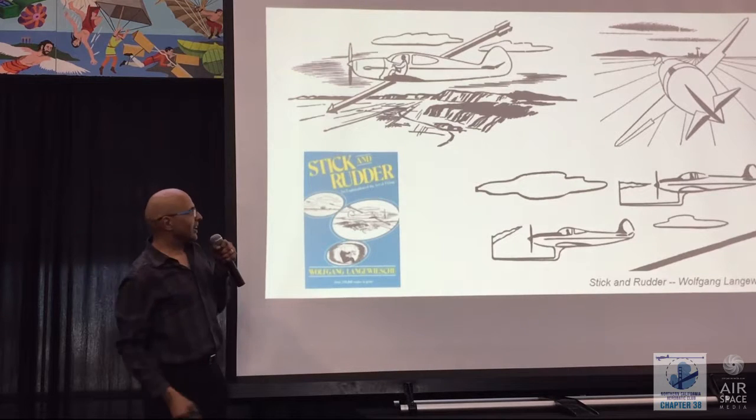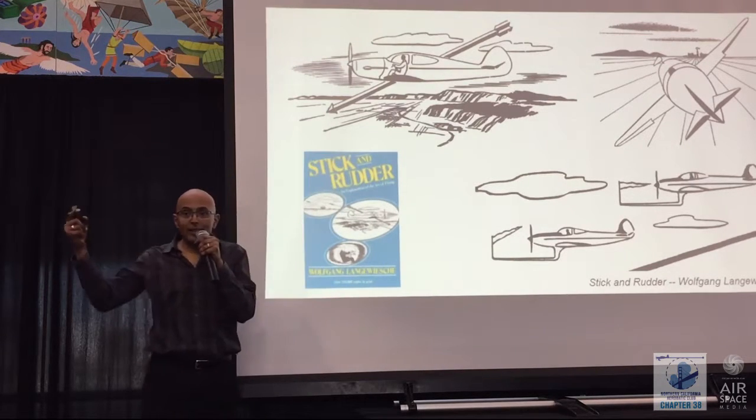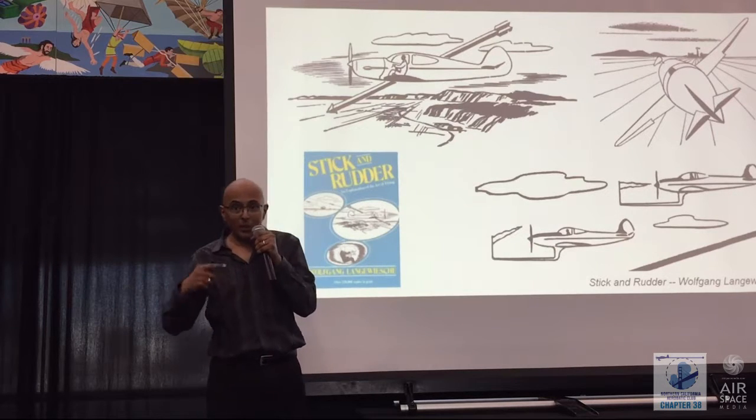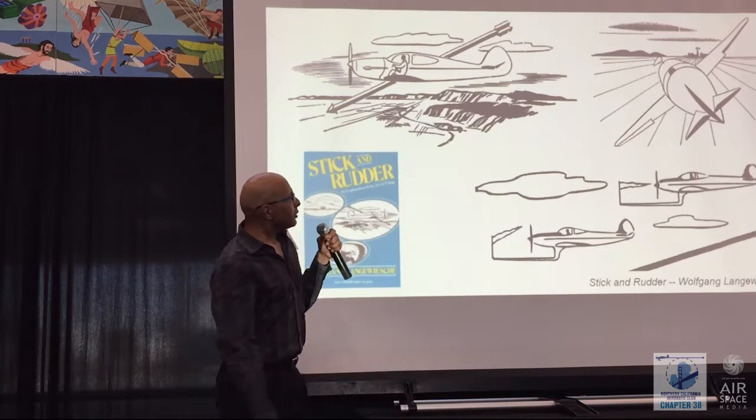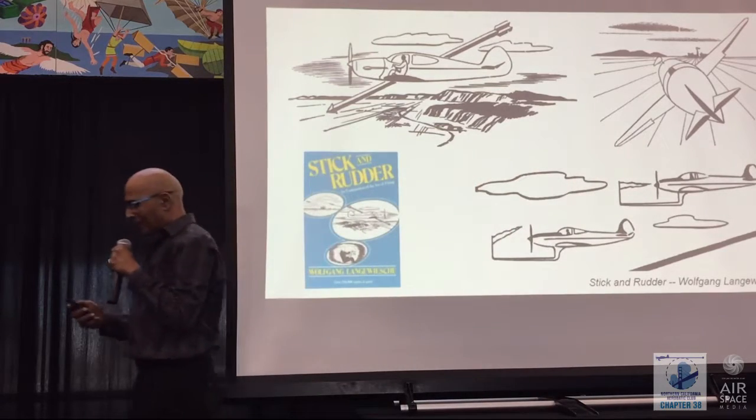Now while you're flying, think about that. He tries to show you the arrow of the relative wind. The wind is not where your airplane is pointing, it's where the wind is coming from. He tries to show you this with a little windsock at the top of an airplane.